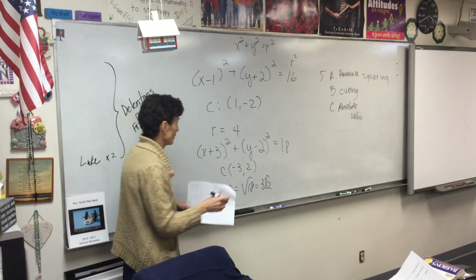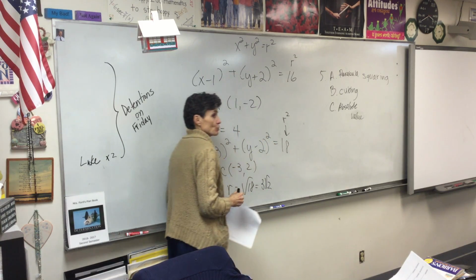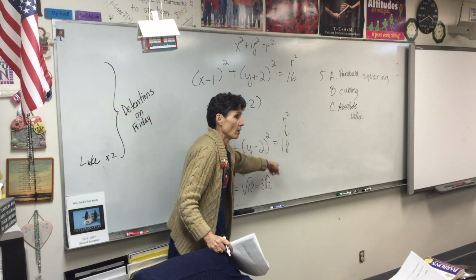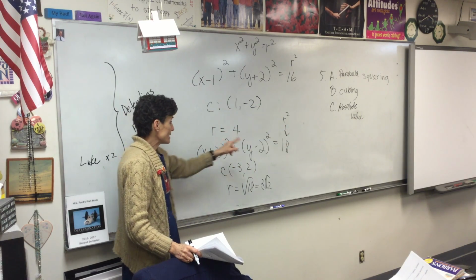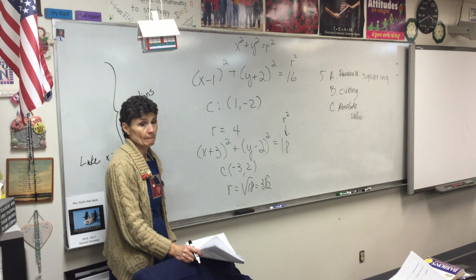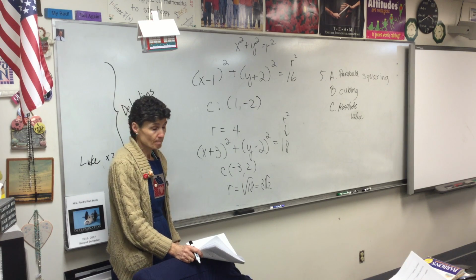Please remember, this number right here is always r squared. X squared, y squared, r squared. So to get the radius, you have to take the square root of it, even if it's not a perfect square. That seems pretty easy, doesn't it?